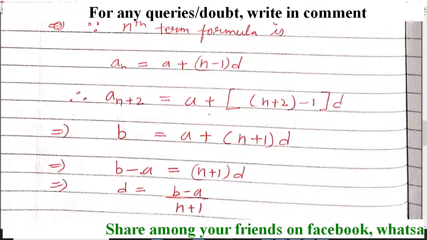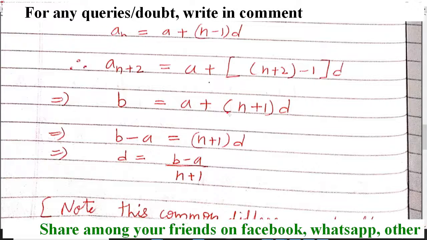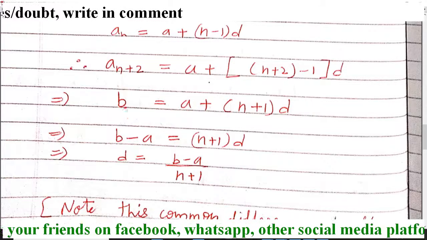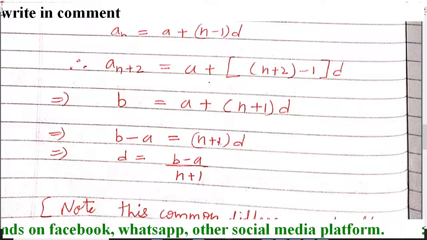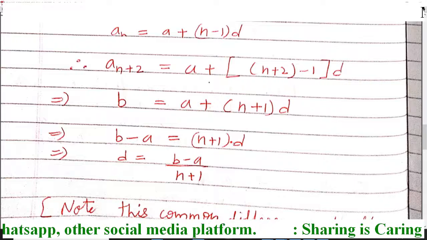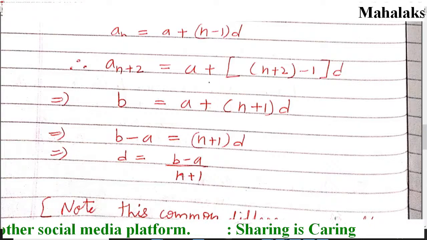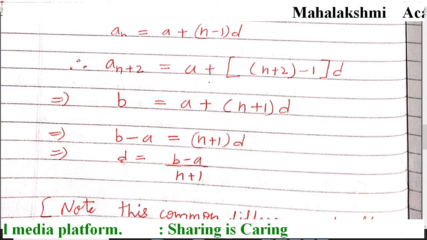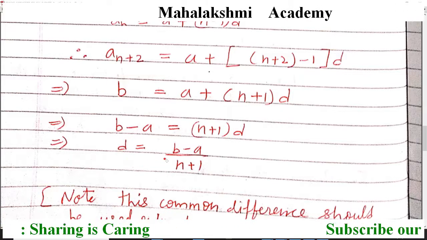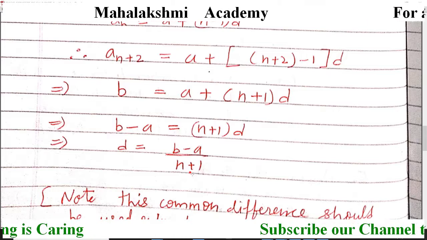Now from here, the next conclusion is that this a is in plus, so this a will shift here and become a negative symbol. Now if you want d only, this n plus 1 is in multiplication with d, so it will go in the divide. So we obtain the common difference between the arithmetic means as b minus a upon n plus 1.